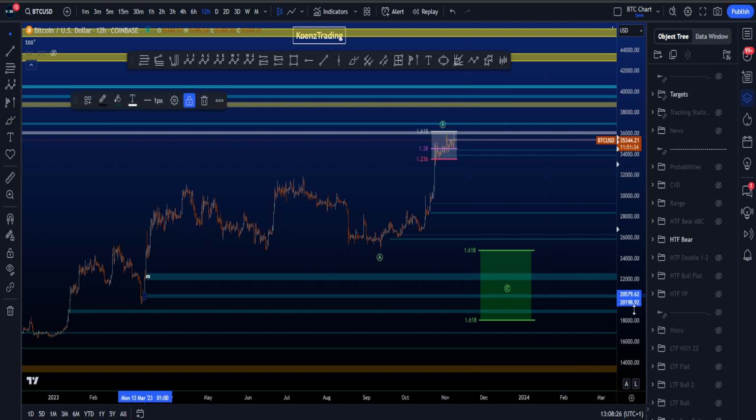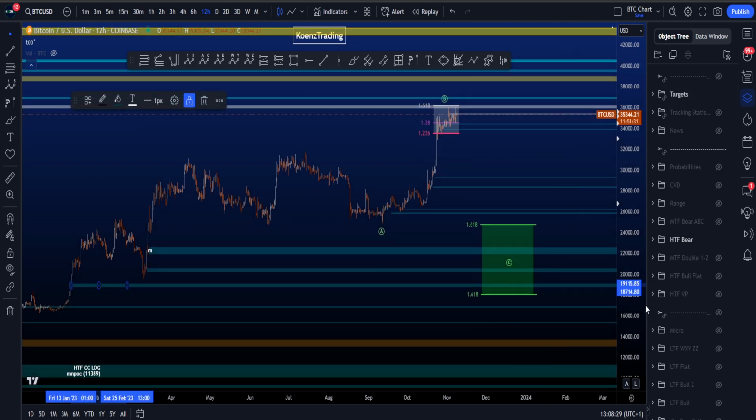We also have some additional support areas in this particular area over here, specifically 21.8 to 22.6k. Then we have 20.2 to 20.6k, and eventually over here 18.7 to 19.1k.